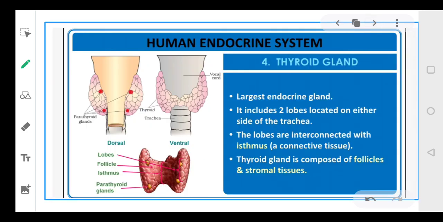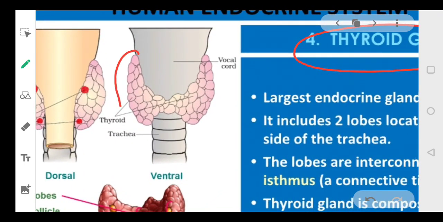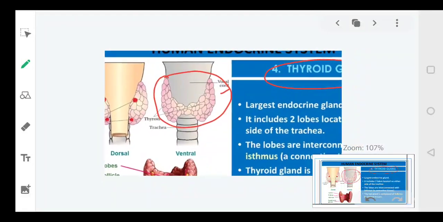Now the fourth gland, that is the thyroid gland. Now, dear students, the thyroid gland is basically present in your neck. As you can see in this picture, this is your thyroid gland. It is present in your neck around the vocal cords. Vocal cord means from where your sound is produced. We know sound is always produced from the vocal cords. So around your vocal cords, this gland is present.